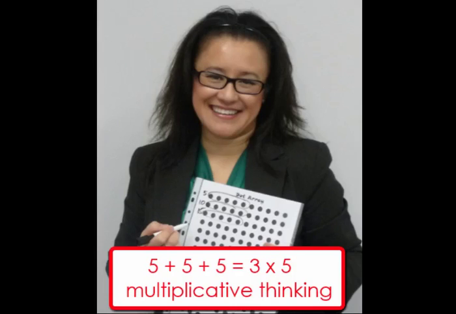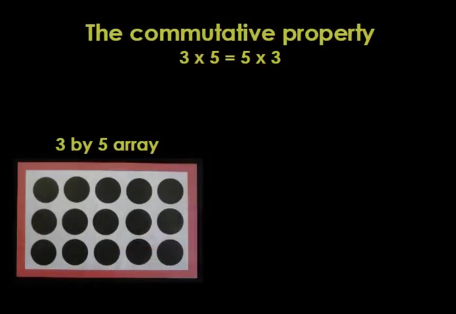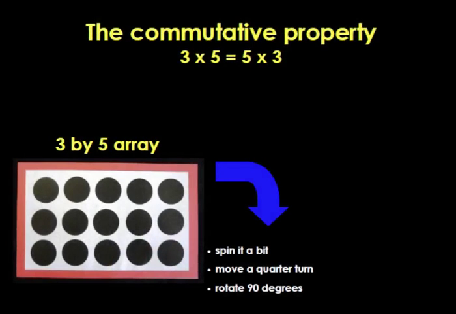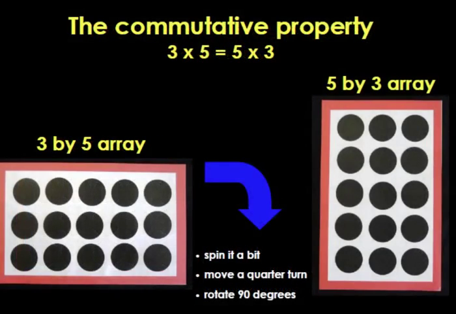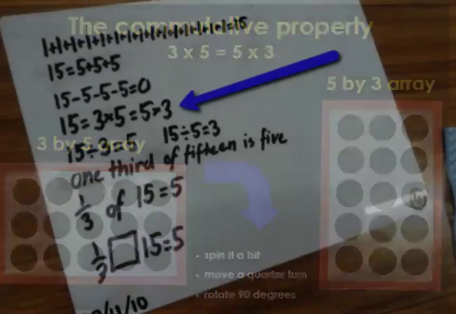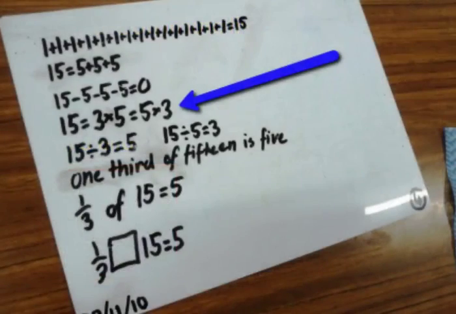Furthermore, I now like to move to algebraic thinking by asking children, what multiplication fact does this represent? And if I spin, turn, or rotate at 90 degrees, what multiplication fact does it now represent? Which of course is 5 3s. This is called the commutative property. In other words, fact-wise, it's all 15, but pictorially, it's different. I then ask children to record their thinking symbolically.